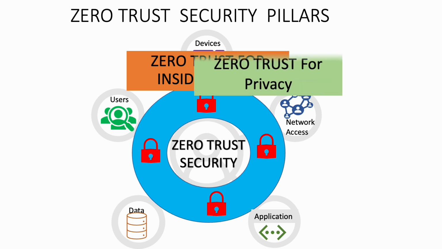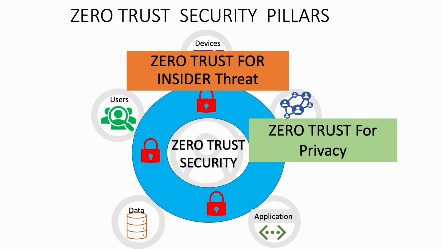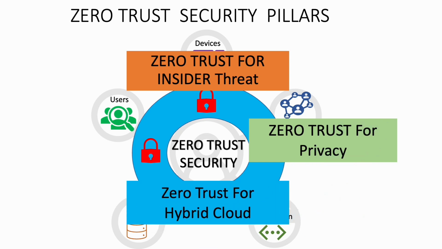The second one is zero trust for data privacy. That means no trust to any of the data, and the data is only accessed with proper authentication and authorization, both for insider data as well as for customer data. And the third important part is zero trust for the hybrid cloud. Today we have a world of hybrid cloud, with both multi-cloud and on-premises, so we need to ensure that any of the cloud resources are accessed with authentication, authorization, as well as continuous verification.